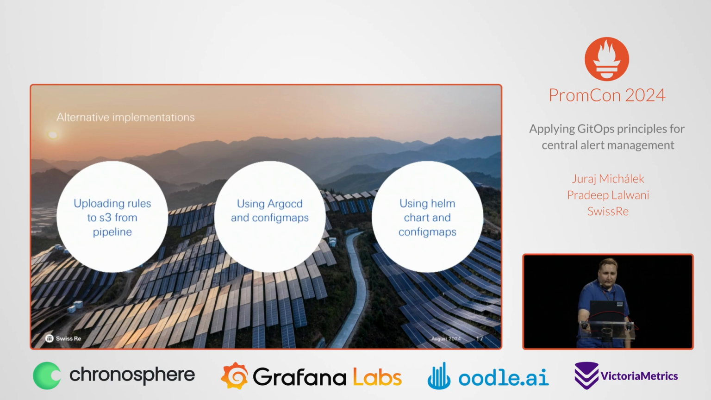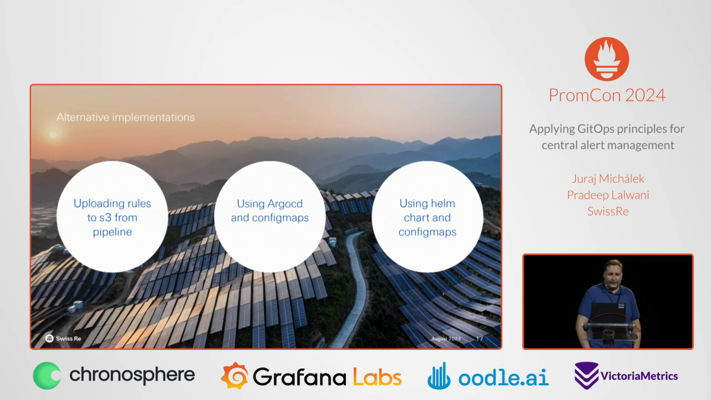There are other alternatives we have also considered. Instead of using the Git sync and loading the alerts from the file system, which is what I guess most teams would do with Mimir, they would upload to S3 from the pipeline. But we went with this approach, as Pradeep mentioned. One of the reasons was because we do something similar already for Elastic alerts.